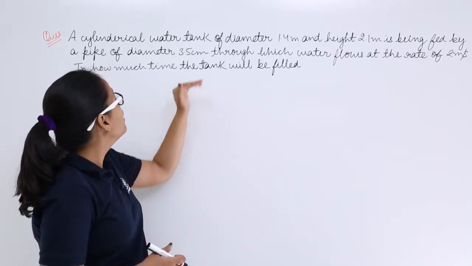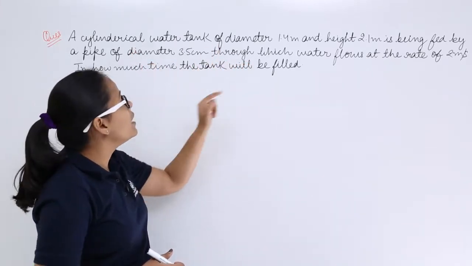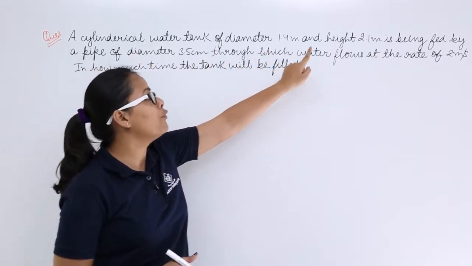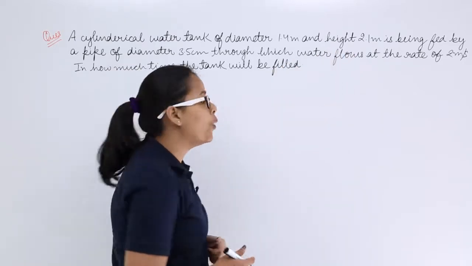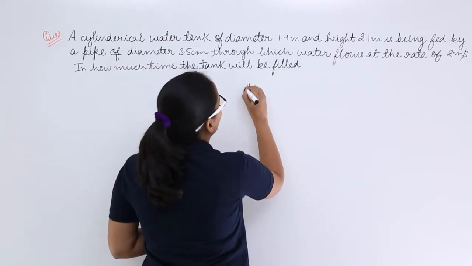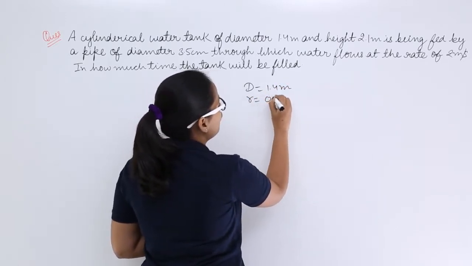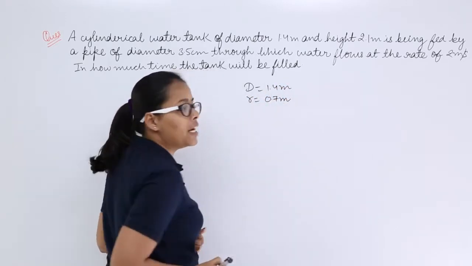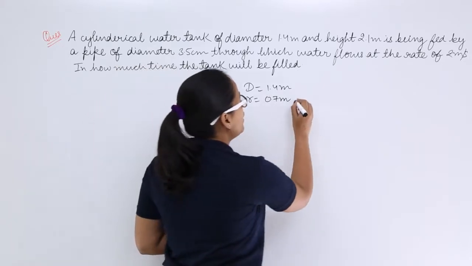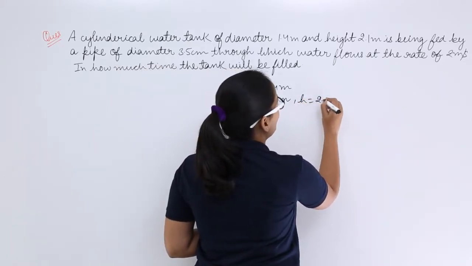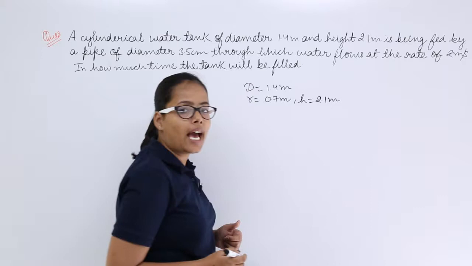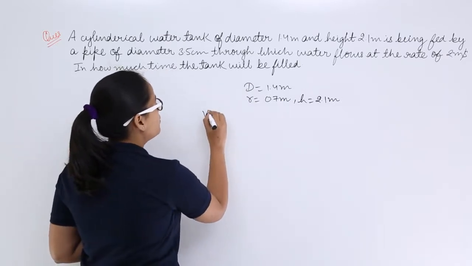Let's calculate the volume of this cylinder whose diameter is 1.4 meter and height is 2.1 meter. So what is the diameter? Diameter is 1.4. Radius will be half of the diameter, which means radius will be 0.7 meter, and height given is 2.1 meter. Now let's calculate the volume of this cylinder.